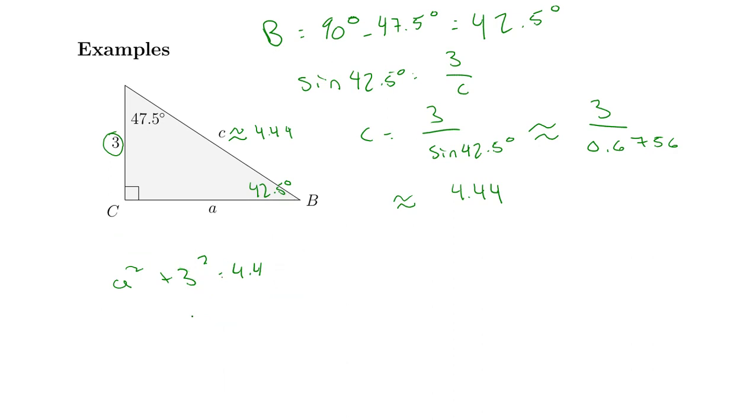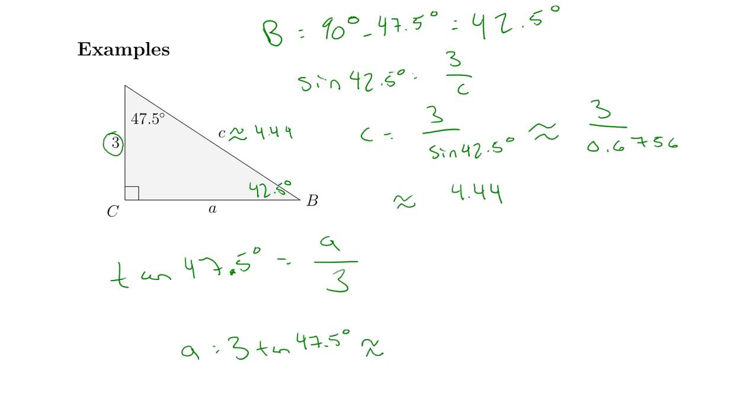So maybe what I'll do is take a look at tangent of 47.5 degrees in this case. Tangent of 47.5 degrees is going to be the opposite side, A, over the adjacent side, 3. So A is going to be 3 times tangent of 47.5 degrees. So hopefully you can figure out what that is. Again, use your calculator. I pulled mine up already on my computer. So I've got 3 times tangent of 47.5 degrees. That is going to be approximately 3.27, we'll say.